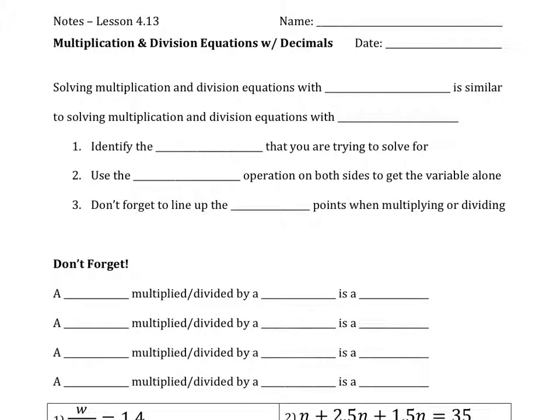Math 7, Lesson 4.13, Multiplication and Division Equations with Decimals. If we're solving multiplication and division equations with decimals, this is similar to solving multiplication and division equations with integers. Integers, again, are whole numbers and their opposites. So positive and negative whole numbers.